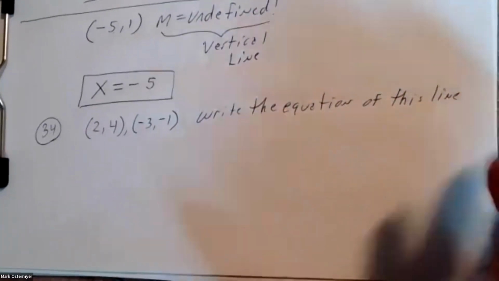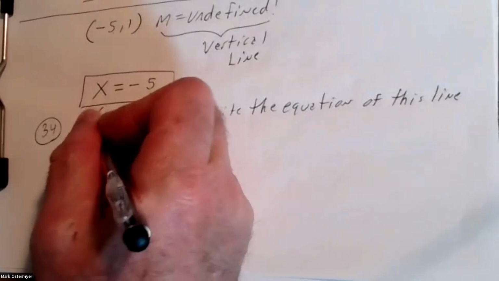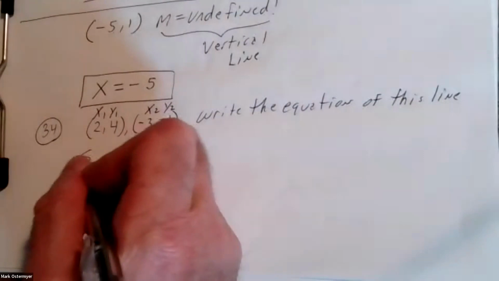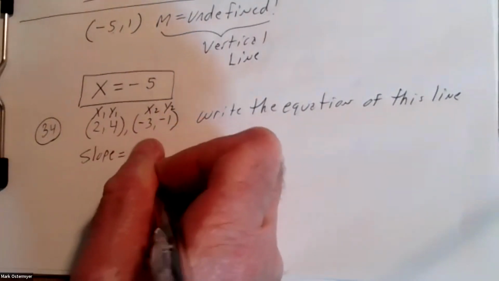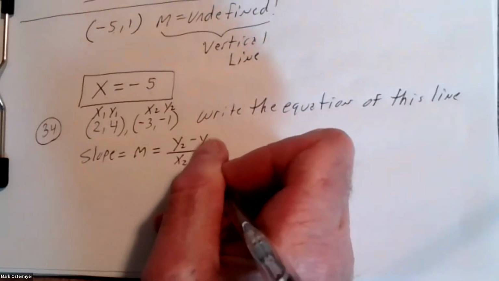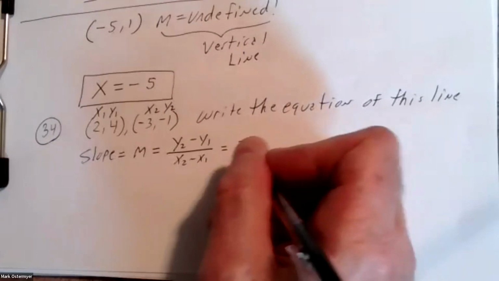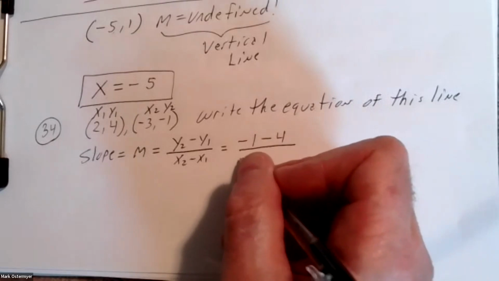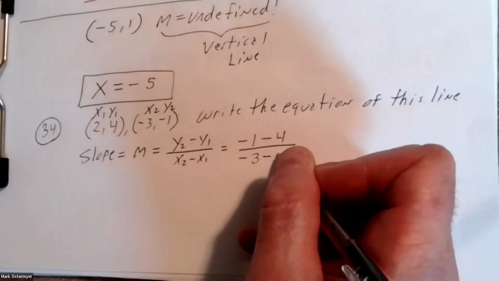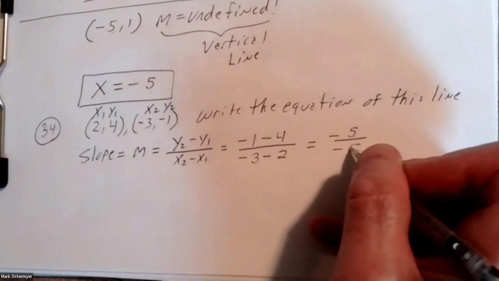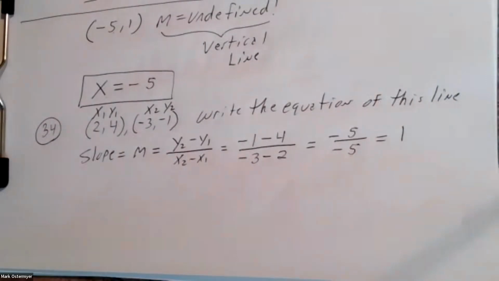Well, the first thing we need to do is find the slope. So I'm going to call this point my first point and designate this as my x2, y2 point. So what would be the slope of the line? It's going to be y2 minus y1 over x2 minus x1. Our y2 is -1, subtract y1, which is 4. x2 is -3, subtract x1, which is 2. So the slope of this line is going to be -5 over -5, which is going to be +1. So the slope of this line is 1, or 1 over 1.